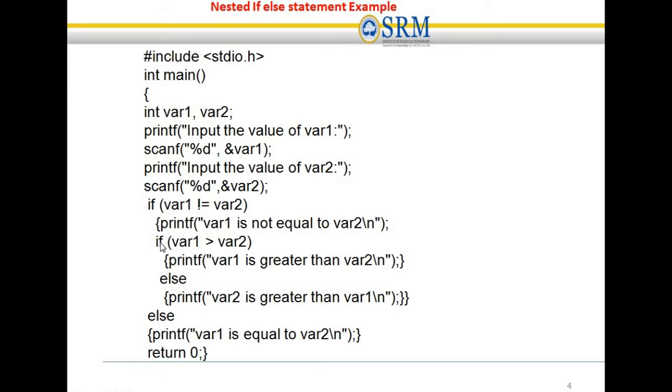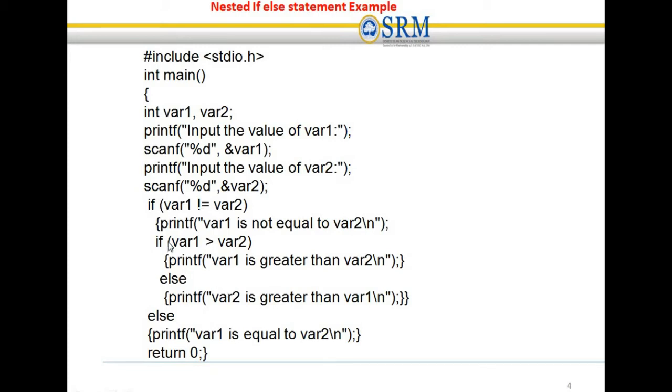Then it will check the condition. If variable 1 is not equal to variable 2, then it will check whether variable 1 is greater than variable 2. If the condition is true, "variable 1 is greater than variable 2" will be printed. Else "variable 2 is greater than variable 1" will get printed.